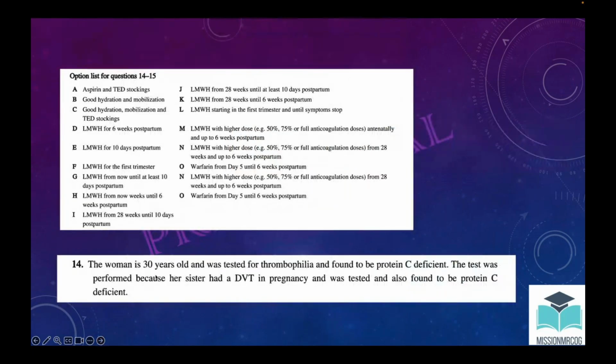Now, a 30-year-old woman tested for thrombophilia is found to be protein C deficient, and the test was performed because her sister has a DVT and was also found to be protein C deficient. So what are the risk factors? Protein C deficiency and family history. So this is high risk thrombophilia. What will be the answer?